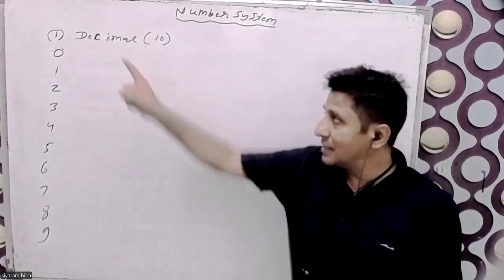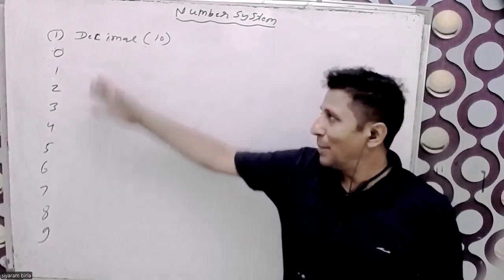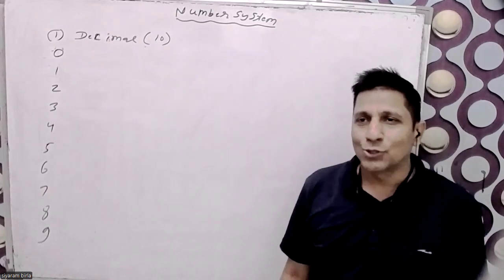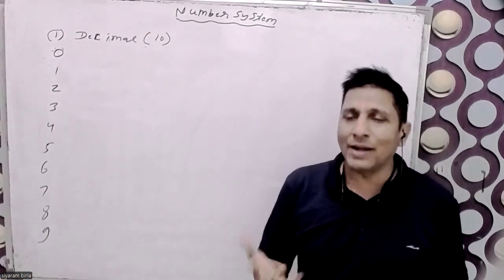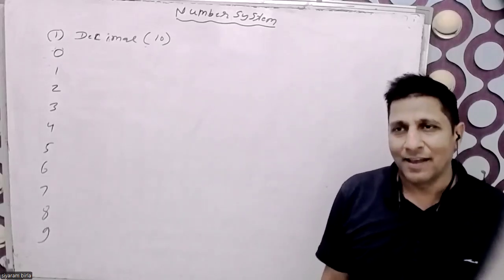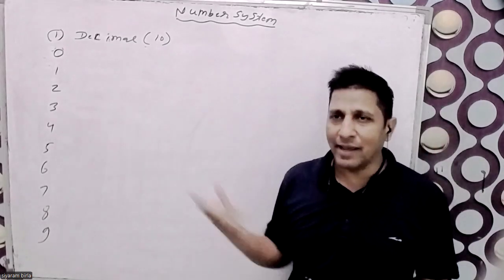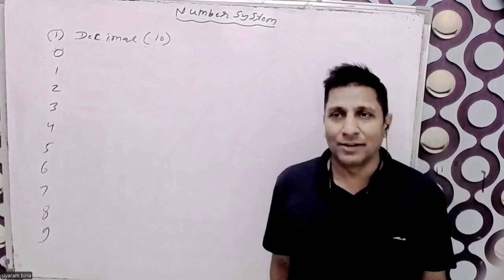So the total symbol count is 10, the maximum value is 9 and the minimum value is 0. So in total, there are 10 numbers. That's why it is called the decimal, and its base is the 10. After that, whatever numbers come are combinations of these digits, nothing else.